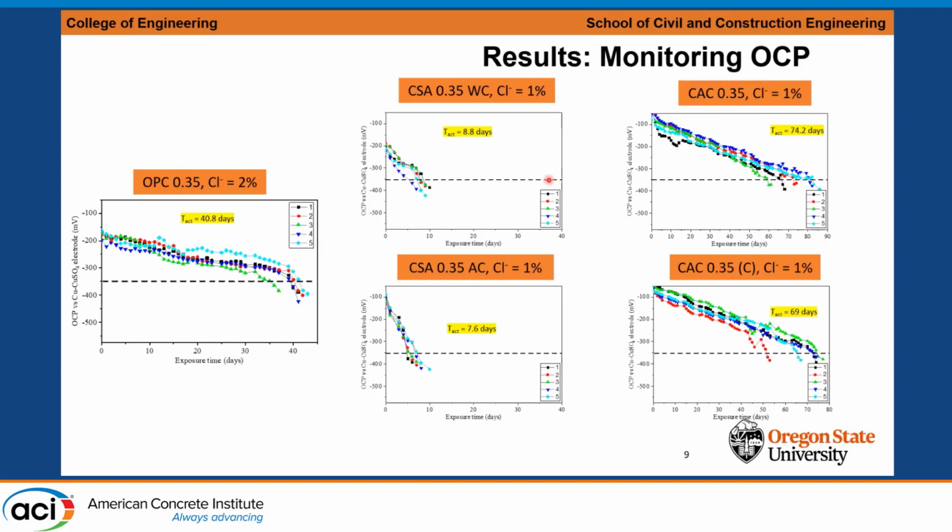And another distinction that you can see here is when it comes to OPC specimens, we used a chloride solution of 2%, and here we are only using a chloride solution of 1%. That is because at the start of the program, we were a little apprehensive about using very high chloride concentrations for CSA and CAC because we were not exactly sure how they were going to behave. So we went with a lower concentration of 1% for CSA and CAC cements in order to completely capture their behavior.